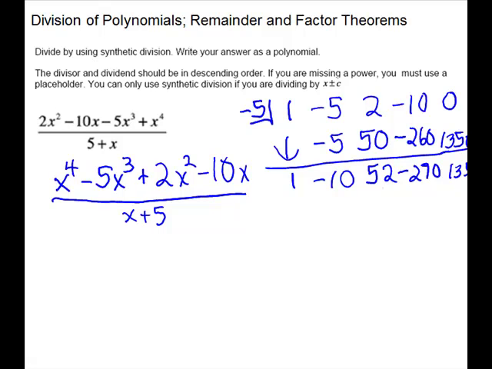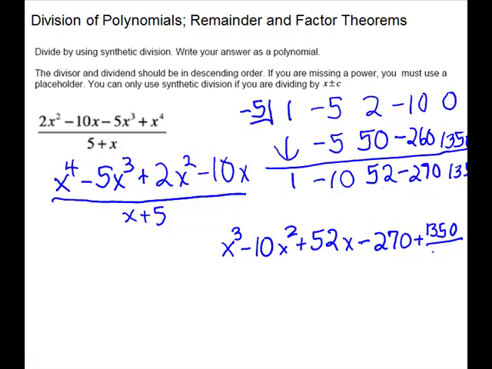All right, we're going to go back this way to write it. So we're going 1 degree lower. It was x to the 4th. So this is going to be 1x to the 3rd minus 10x squared plus 52x minus 270 plus 1350 over x plus 5.